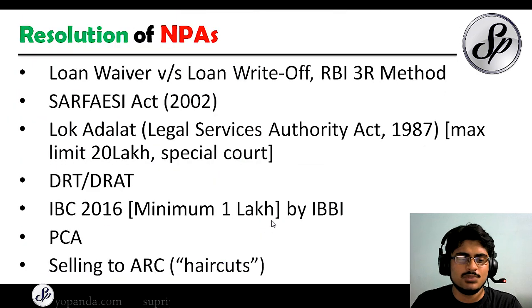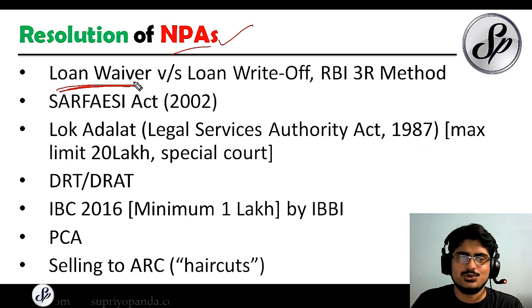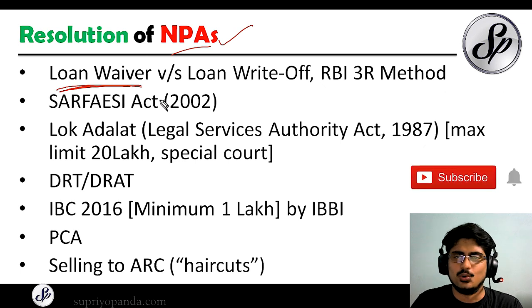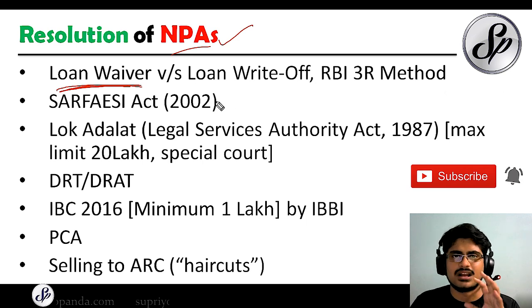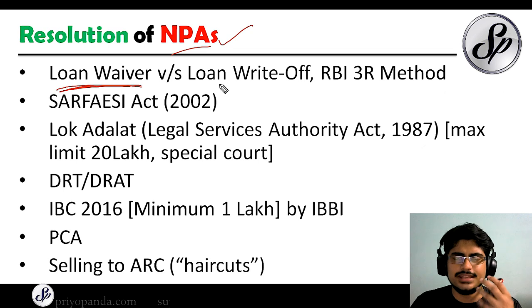The resolution of the NPAs. How will you resolve the NPAs once they have actually happened? You can do something called a loan waiver. You have read in the newspapers about loan waivers. Farm loans are often waived for election purposes. In a loan waiver, the government gives the money to the bank by paying in terms of long-term bonds, and the banks do not actually want these kinds of payments because it takes a long time to get the money back. But there is no real hope, because right now, for the elections, a lot of waivers are done.